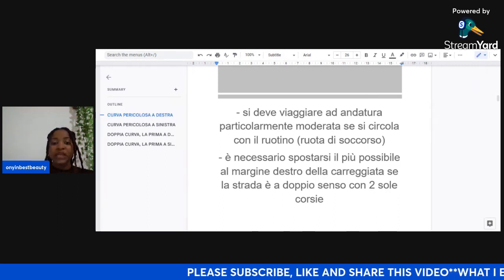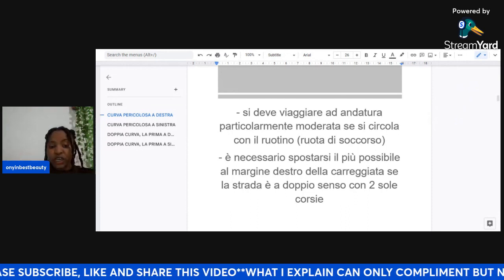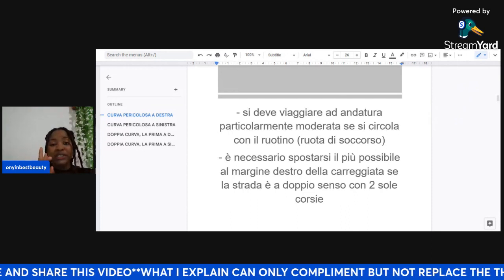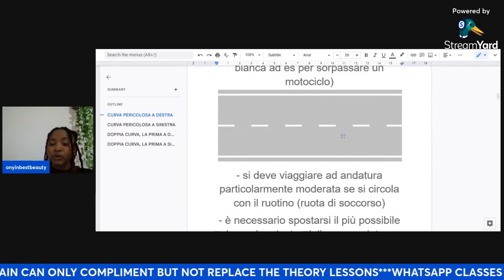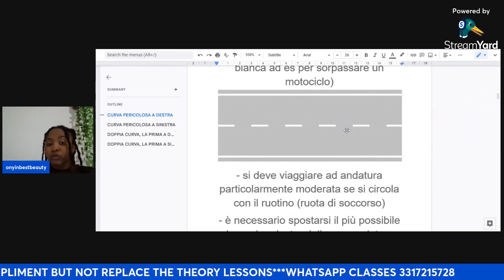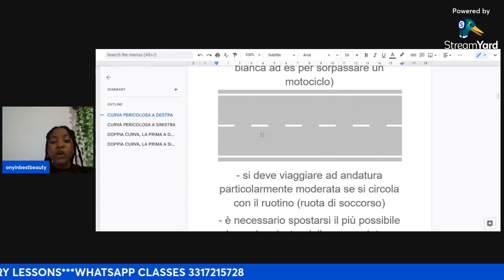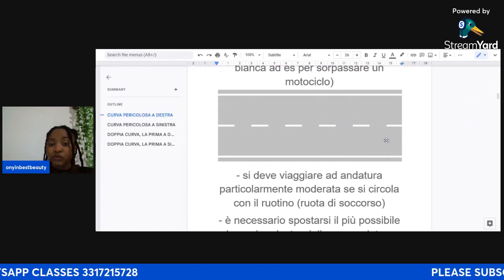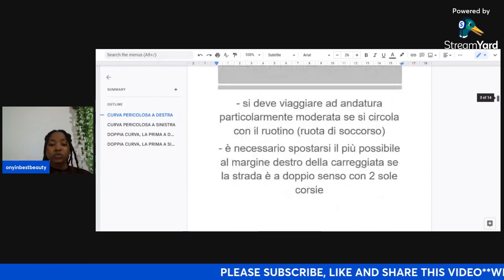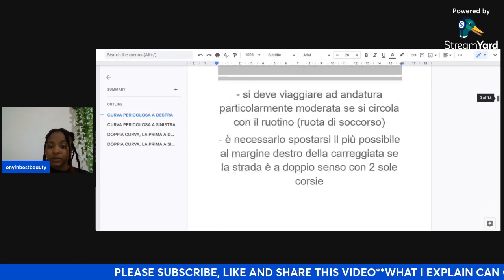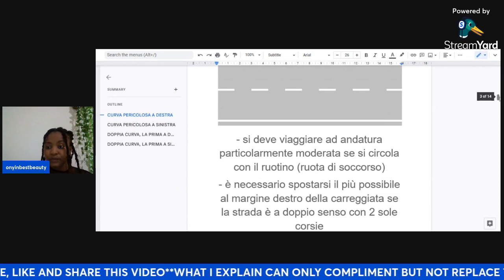Now, it is necessary to move as close as possible to the right-hand side of the carriageway if the road is a 2-way circulation and only 2 corsia, just as seen in this diagram. Some roads, you will see the corsia are 4, 2 for those who are going, 2 for those who are coming. But in this case, only 1 is reserved for both of them, okay? That is this case. So they're telling you that you cannot do overtaking and you should move to your right-hand side of the road, close to the margin. Close to the margin, they mean close to this margin.